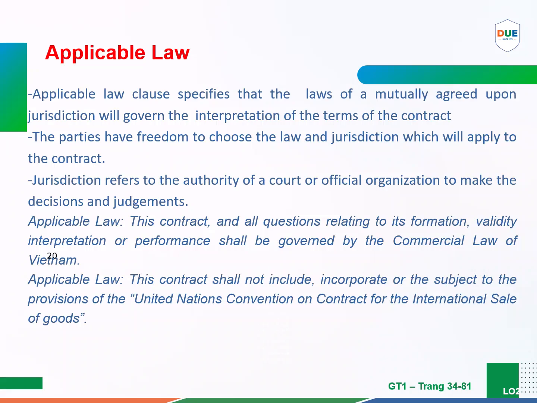Additionally, the parties may explicitly exclude the application of certain international conventions, such as the 1980 Vienna Convention on Contracts for the International Sale of Goods (CISG). In such cases, the contract will specify that it is not governed by CISG, even if the parties are from countries that are members of the convention. This approach is often used when the parties prefer to apply familiar national laws rather than a uniform international law.